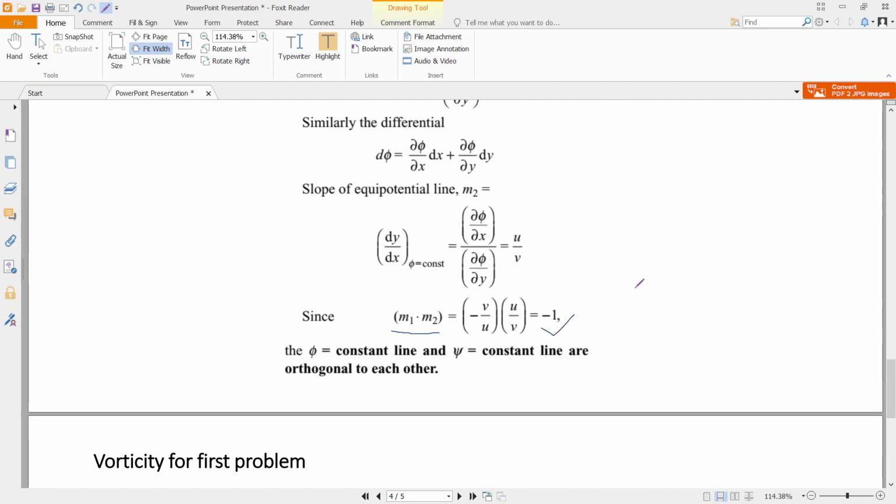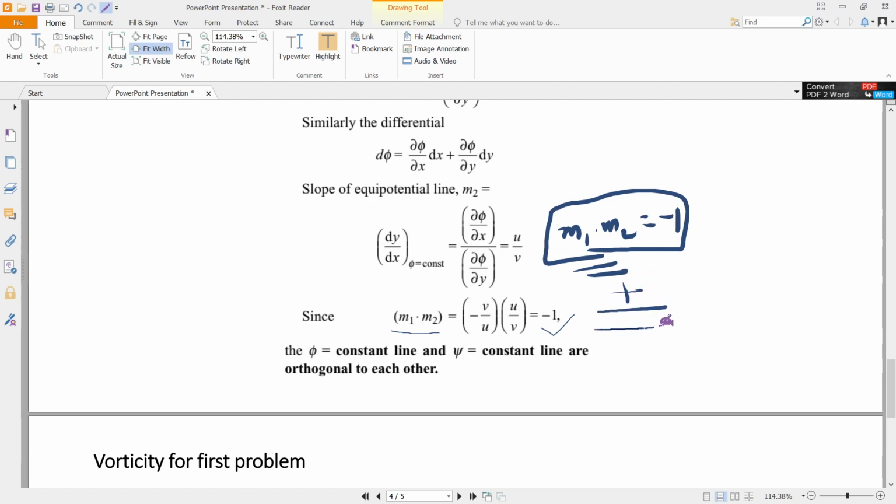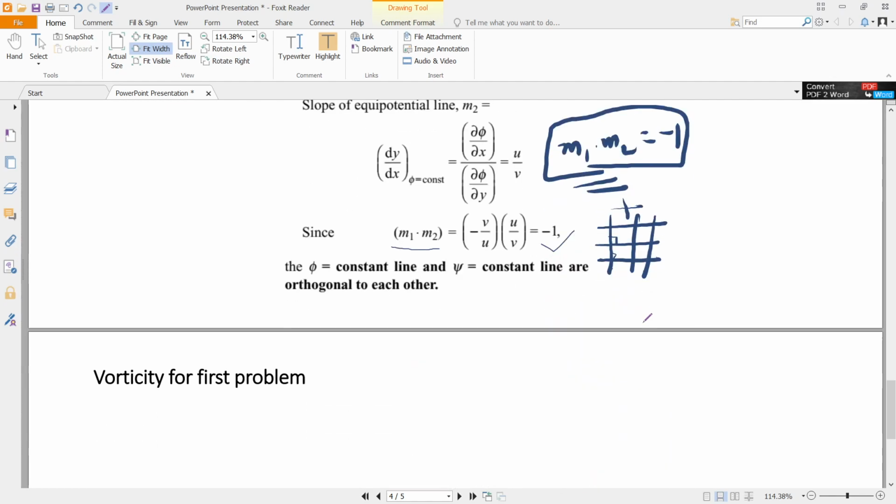If you try to revise the concepts of coordinate geometry, when there are two lines and the product of their slopes is minus 1, it simply signifies, and there is a very simple proof also, that these two lines are perpendicular to each other. So basically, in a flow net where the potential lines and the streamlines cross each other, they always intersect each other at 90 degrees. They are orthogonal.